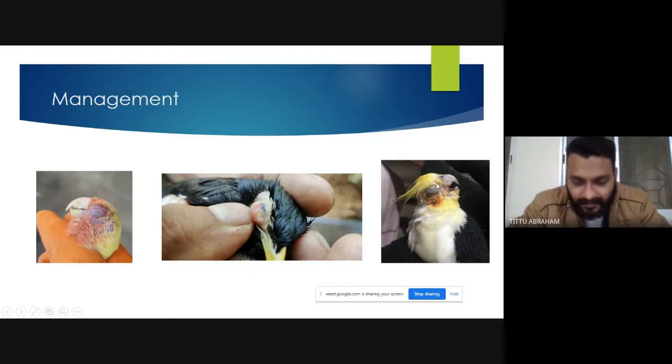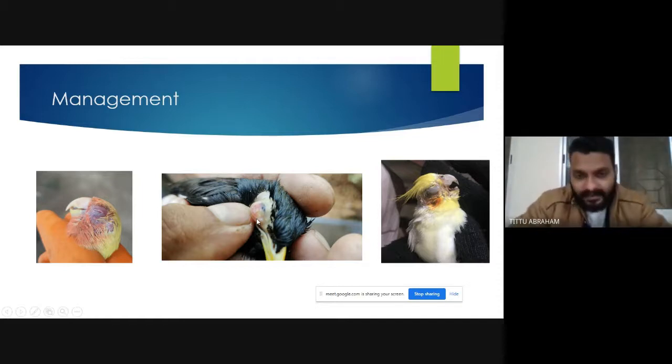So if the bird is having some kind of ulcer, that is some kind of breakage in the cornea, it's better not to use steroids. That's why it is important for a vet to examine your bird's eye, and only then let him prescribe. If there is no ulceration, you can go for the steroids. But if there is steroid, it will delay the healing. It will cause this.